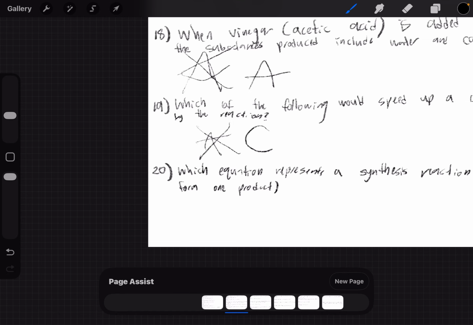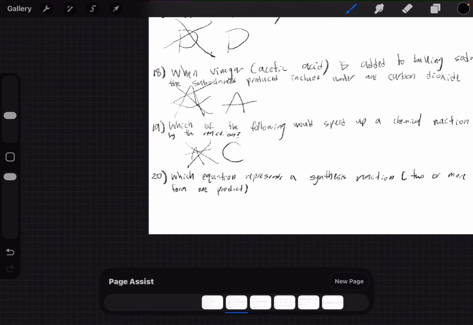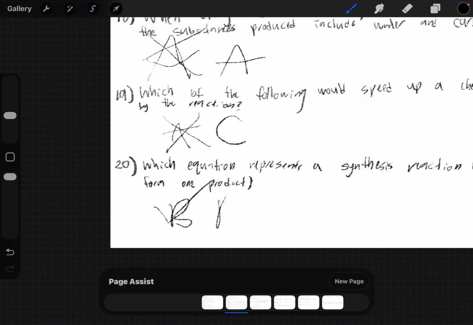Moving on to 20, it says, which equation represents a synthesis reaction, two or more reactants combining to form one product? For this, I wrote B, which was 2H2 plus O2 equals 2H2O. I was in fact wrong, and the real answer... Oh, sorry, I was actually correct, and the answer was B.